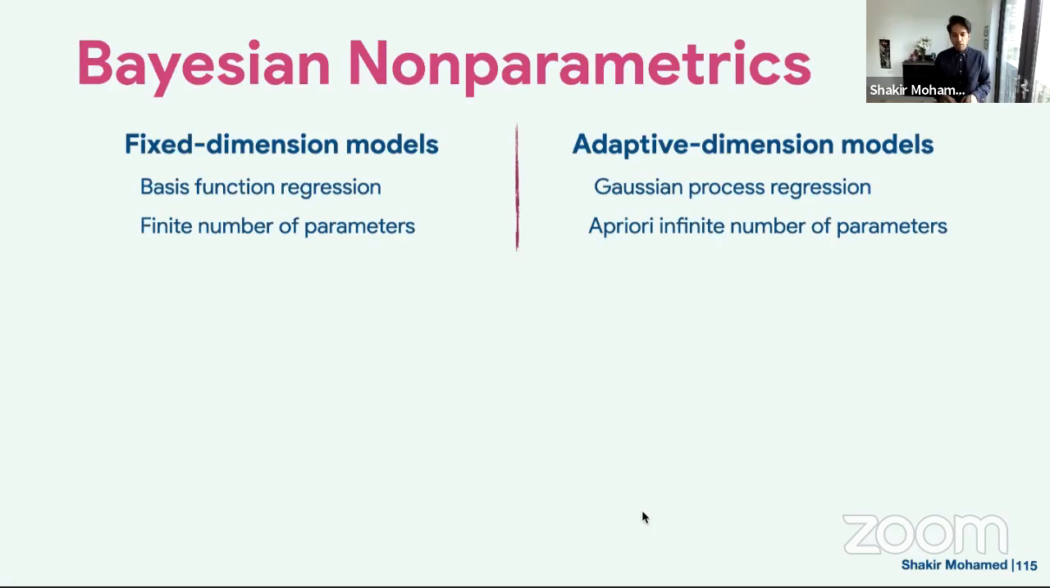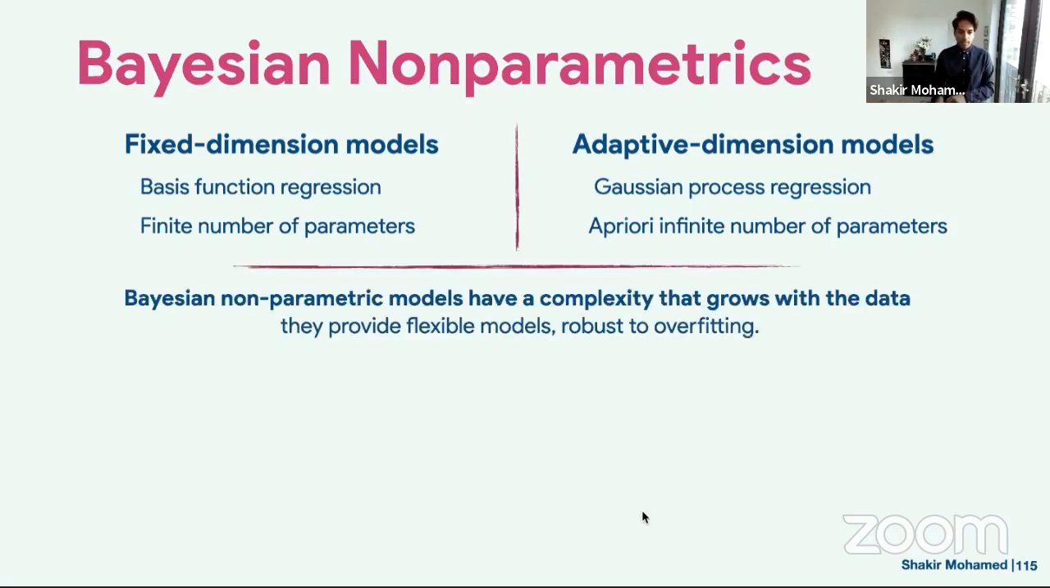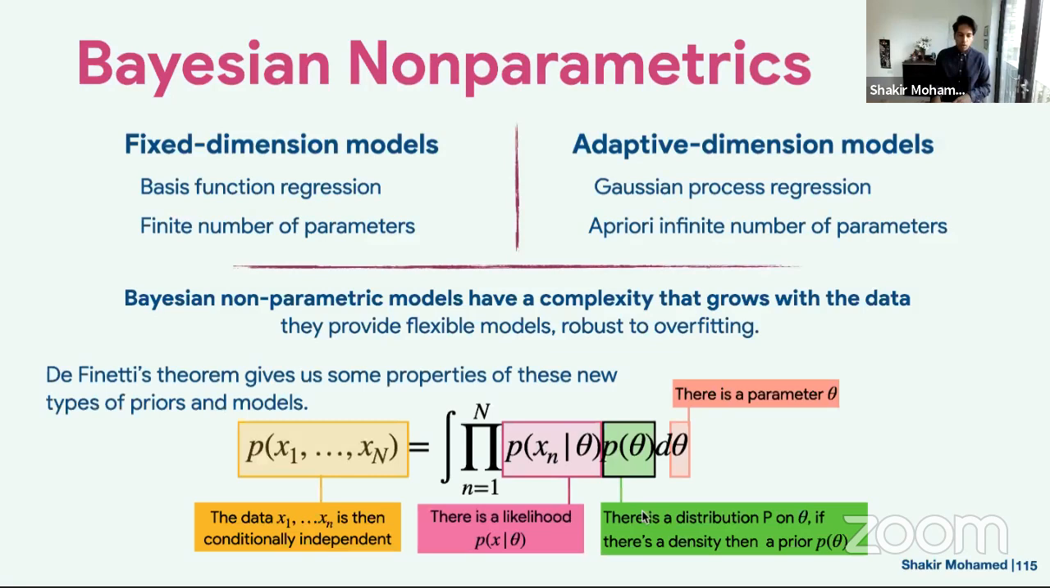But adaptive dimension models have an a priori infinite number of parameters. And when you are given a data set, you instantiate a finite number of parameters that corresponds to that data set. So Bayesian non-parametric models have a complexity that grows with the data set. So as you introduce a new data point, the size of the model, the number of parameters, is increasing. In another sense, you could think of Bayesian non-parametric models as treating the data as parameters themselves, and then you are interpolating the data points in clever ways. But they are very flexible models, really neat. They are very robust to overfitting.